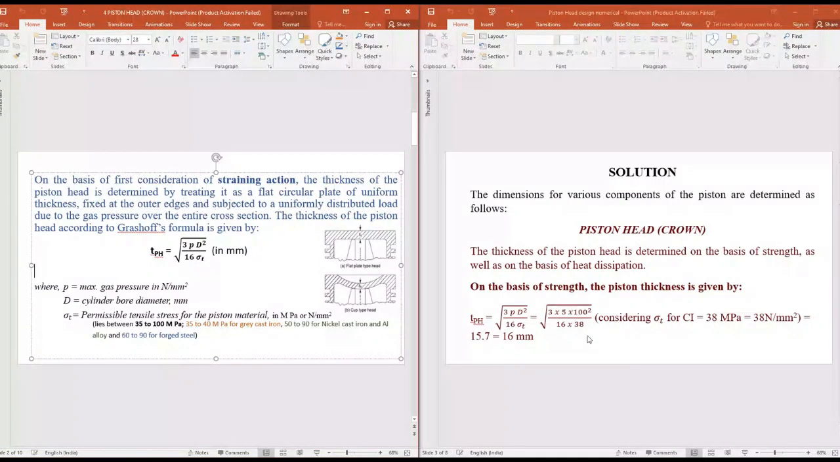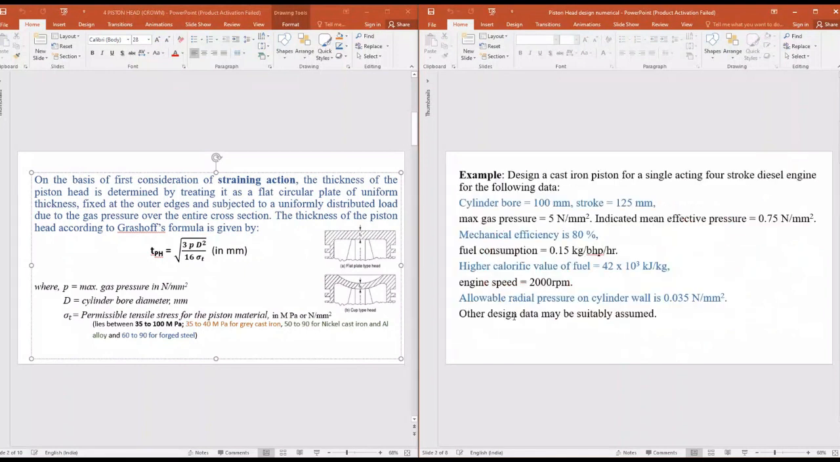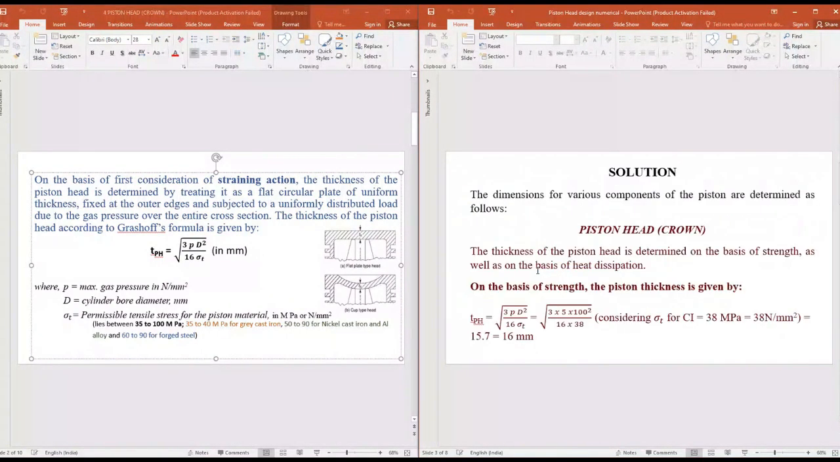Using that formula, we have 3 into P. What is P? Maximum gas pressure in Newton per millimeter square. In our question, it is 5 Newton per millimeter square. D is the diameter of the bore in millimeter, we have 100 millimeter, so 100 squared by 16 sigma T. What is sigma T? The permissible tensile stress for the piston material in megapascal or Newton per millimeter square.